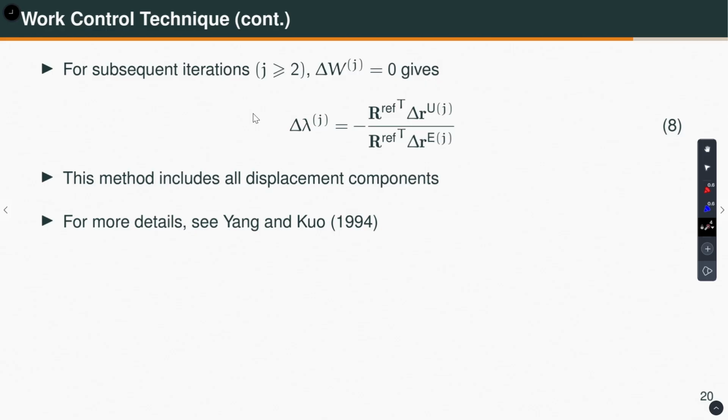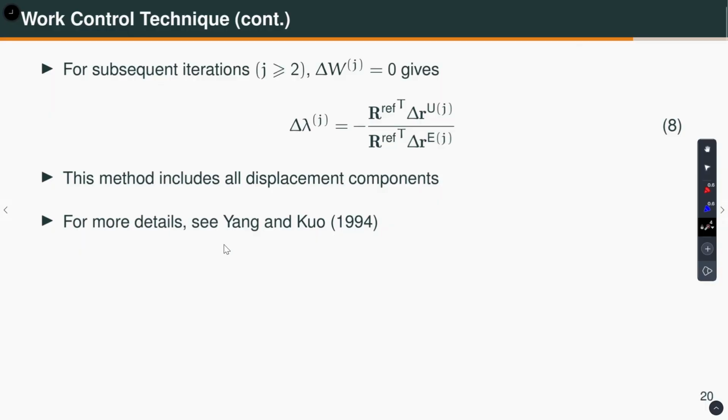Okay. Notice the difference between method 1 or simplified method 1 versus generalized displacement control and work control. Well, in the latter two, generalized displacement control or work control, we are actually including all the degrees of freedom. Whereas, in method 1 or simplified method 1, we have only one degree of freedom that is being controlled. Okay. So, for more details about work control, you can look at this book.